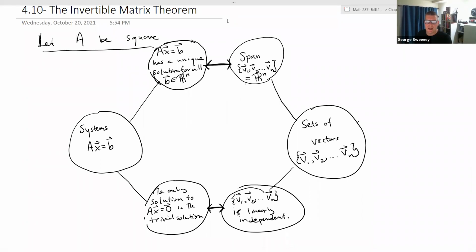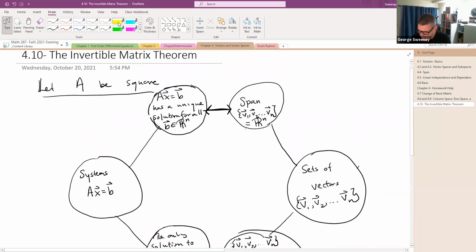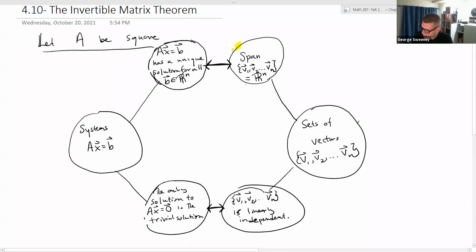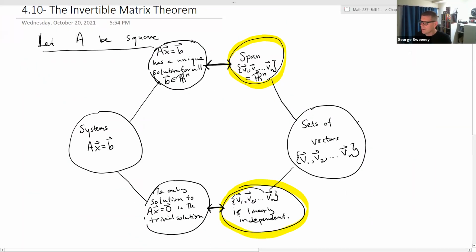Okay, here's the next one. These are the two things that I know, and I'm going to highlight them now in yellow. We're going to get something as a result of them, and we want to draw a relationship between the two. We know that the span of v1 through vn is Rn, and v1 through vn is linearly independent. What do we get as a result of those two things being true?